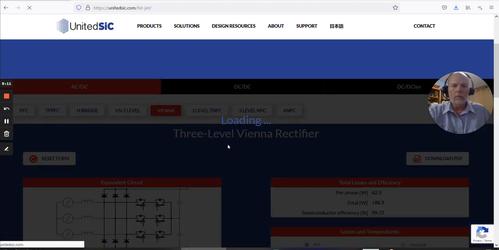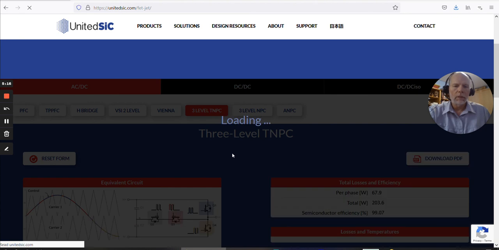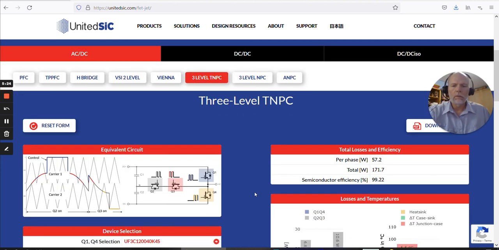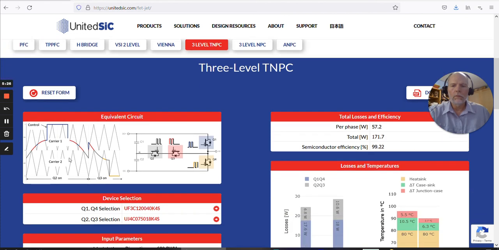And then we go to 3-level TNPC, again with the same parameters. We have about 172 watts. So in terms of total loss, the 3-level TNPC is the winner using discontinuous PWM.